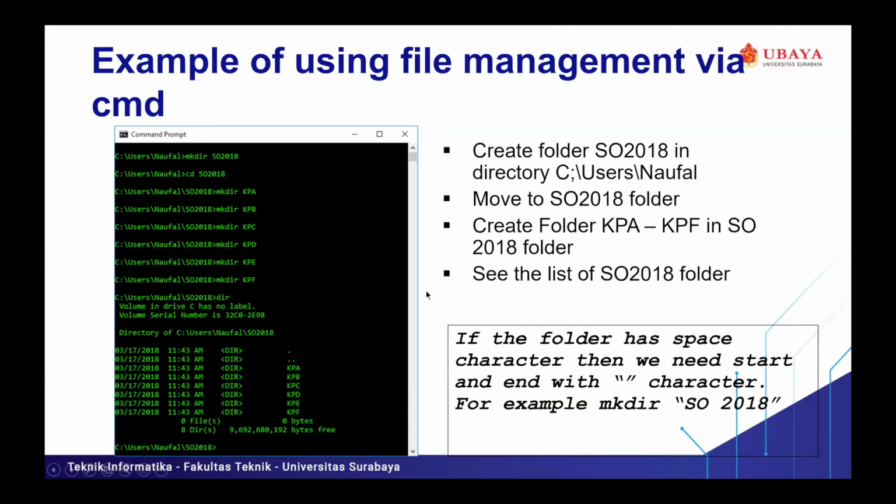Then I want to know the list of the SO 2018 folder, so I just type dir inside my SO 2018 folder. As you can see right here, this is the list of files and folders inside my SO 2018 folder. Because there is no file inside, it's just directories: KPA is a directory, KPP is a directory. Then this is the timestamp of when I created each folder.